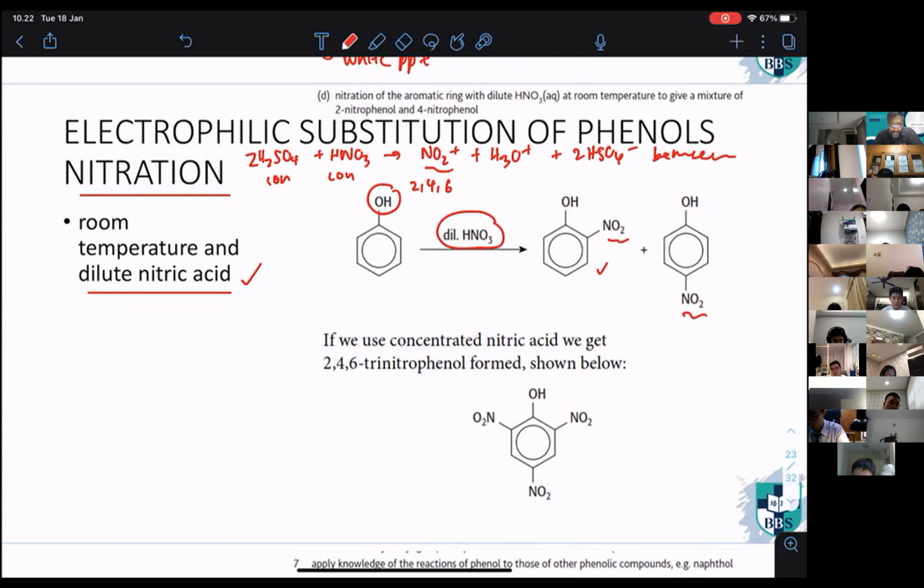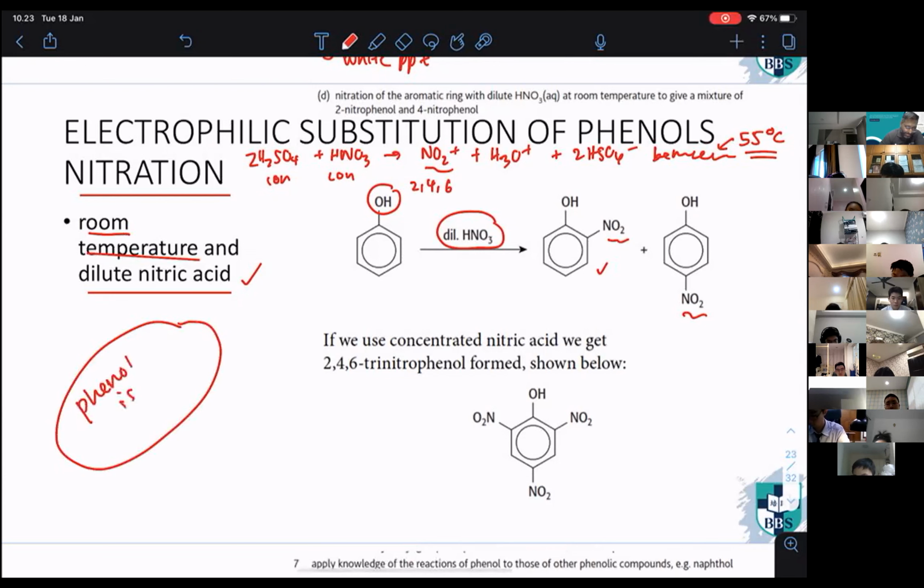Another one more thing that I want to remind you. Nitration is at 55 degrees Celsius. That is going to be for benzene. But look at phenol, you just need to have room temperature. So this is going to strengthen the part where I say that phenol is more reactive. They are going to use room temperature only.